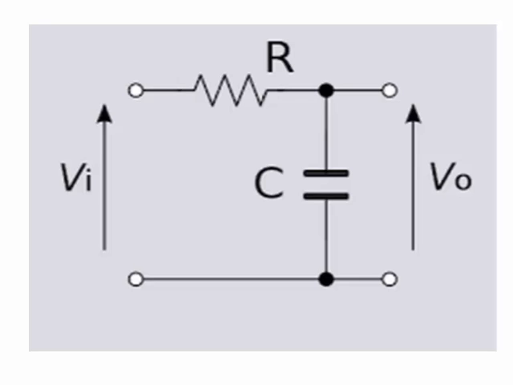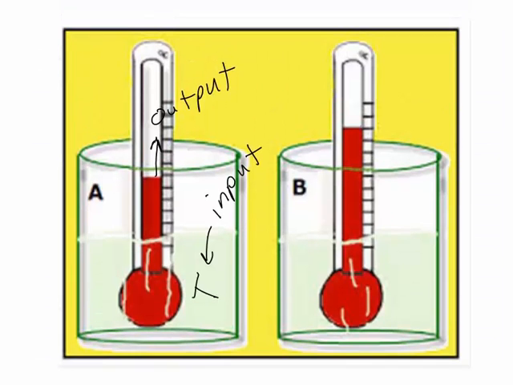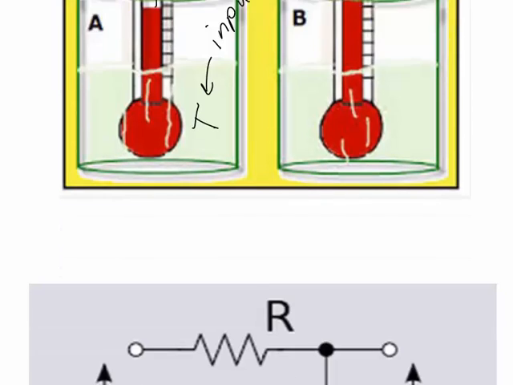Another example of a first-order system is an RC circuit like the one I'm showing here. Here the input is the voltage over here on the left, and the output is the voltage on the right. When the voltage on the left changes, the voltage on the right changes also. The relationship between the input and the output signals is a first-order relationship. That means that the relationship between the output and the input signals in this RC circuit will have the same kind of characteristic as the relationship between the output temperature and the input temperature in the thermometer.